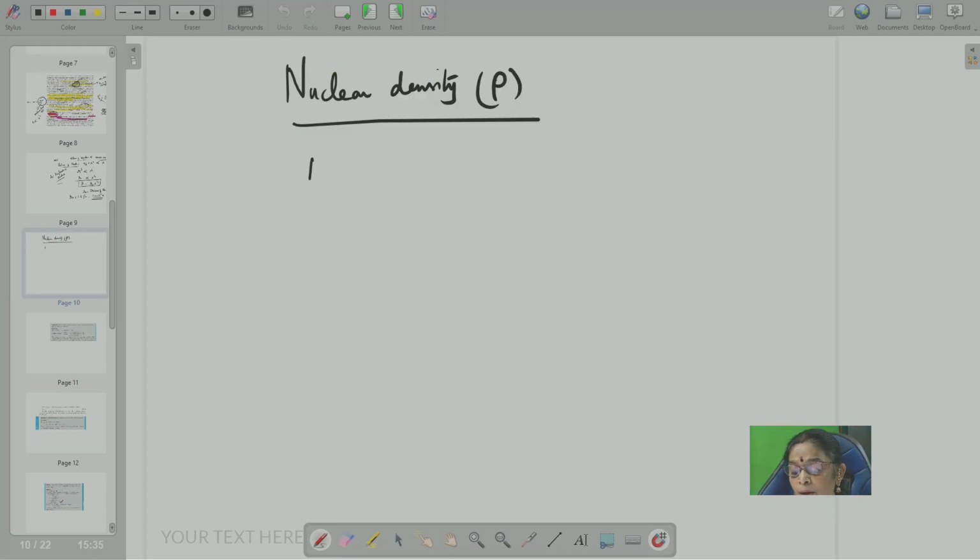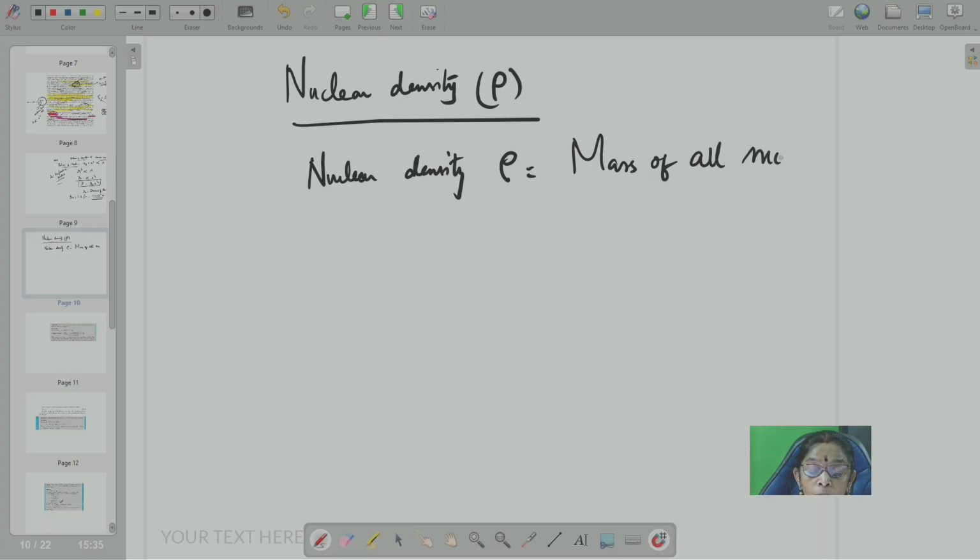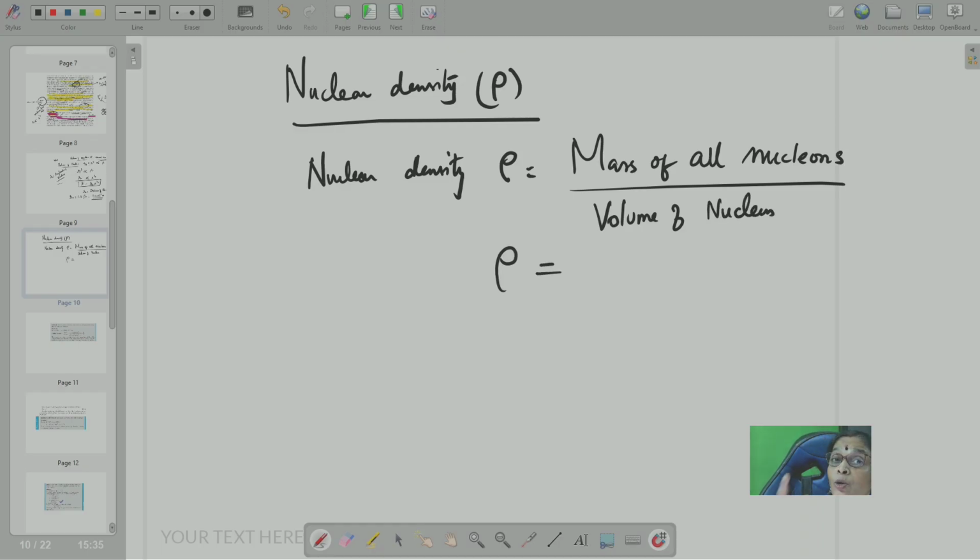Nuclear density rho is nothing but mass of all nucleons. Listen here carefully, children. What am I writing? Don't simply write mass by volume. Mass of all nucleons. I am not talking about one proton or one neutron. Mass of all nucleons by volume of nucleus. How many nucleons are present? One nucleon mass is m. So therefore mass of all nucleons is nothing but m into A.